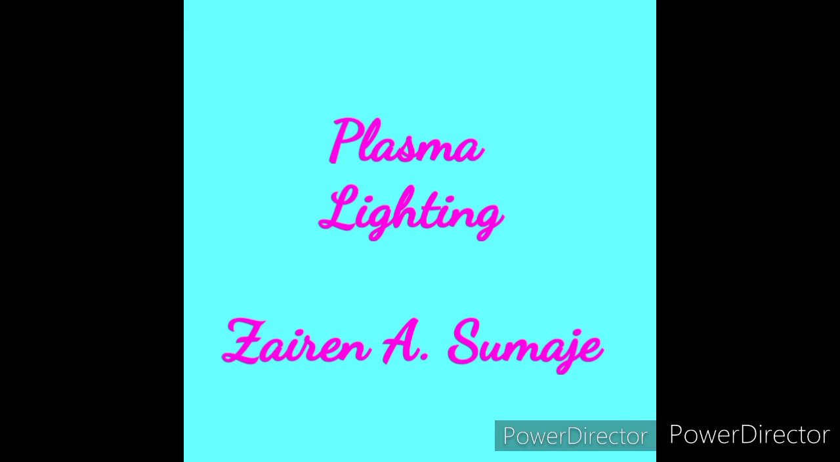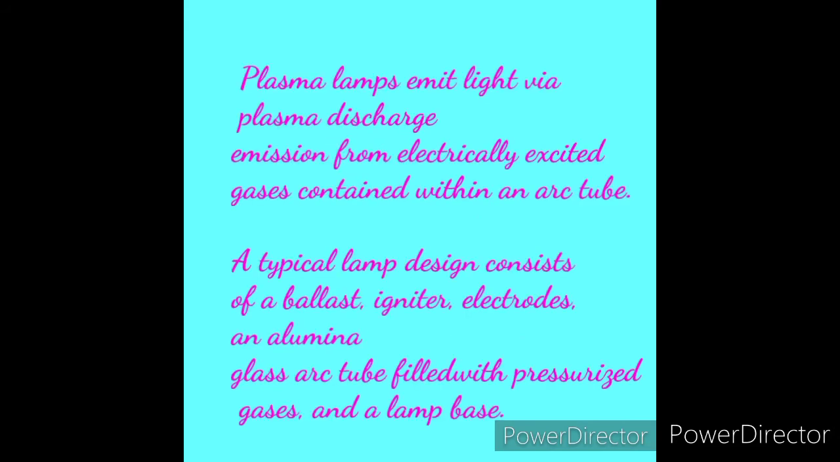Plasma lighting. Plasma lamps emit light via plasma discharge, emission from electrically excited gases contained within an arc tube. A typical lamp's design consists of a ballast, igniter, electrodes, and an alumina or glass arc tube filled with pressurized gases, and a lamp base.